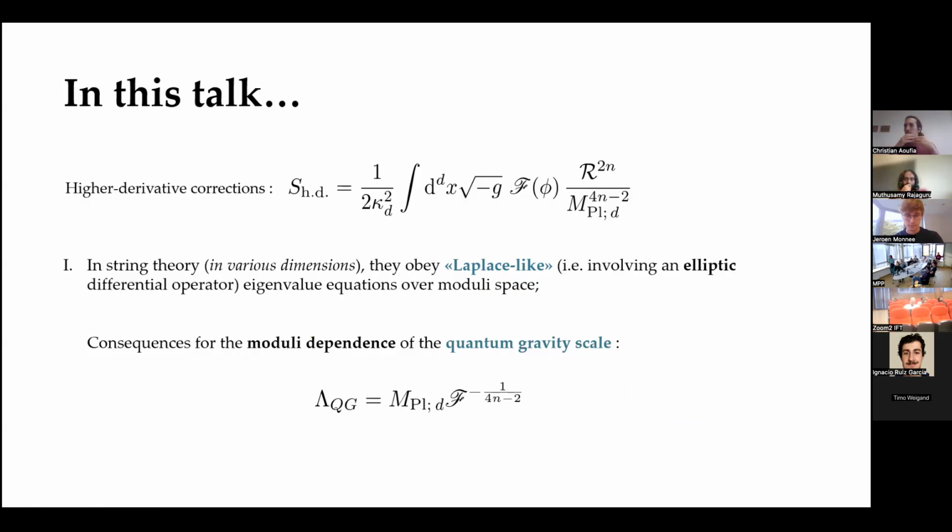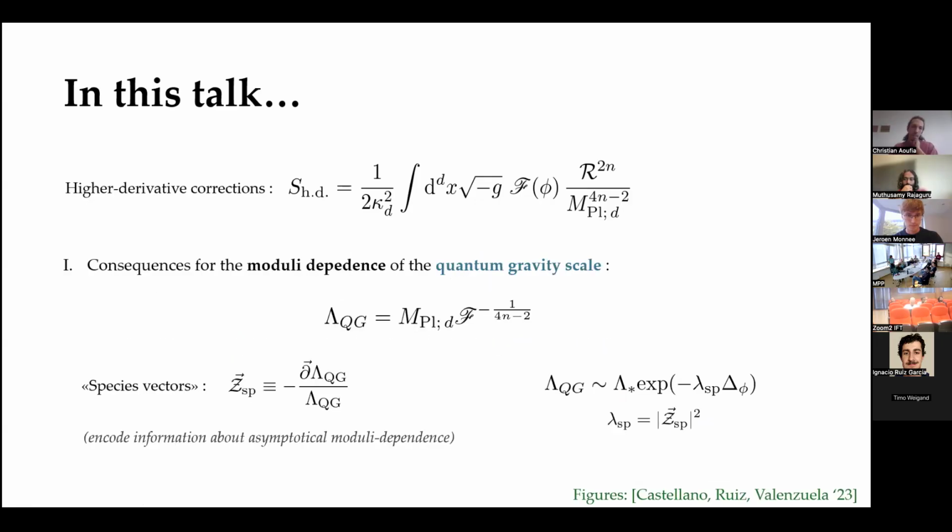Of course, since we've seen that starting from this coefficient, one can define the quantum gravity scale, we can expect consequences for its moduli dependence. Let me then briefly review how people think about its moduli dependence, at least asymptotically. This information is encoded in these quantities here, called species vectors, which are defined in terms of this logarithmic derivative. The idea being that their length gives us this exponential decay of the quantum gravity scale itself.